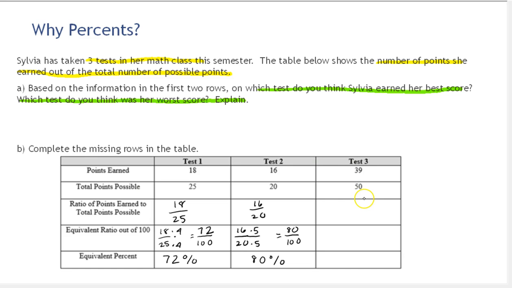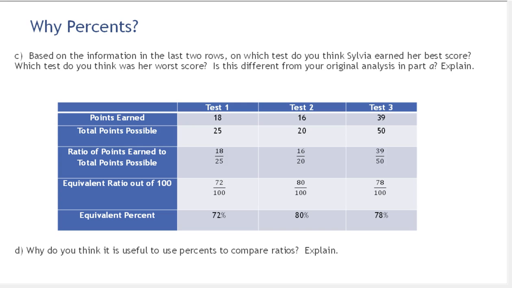And finally, here we have 39 points out of 50 possible points. Now we want to write that over 100. To get from 50 to 100, I would multiply by 2. And 39 times 2 is 78. So on test 3, she earned 78%. Let's look at the next question.